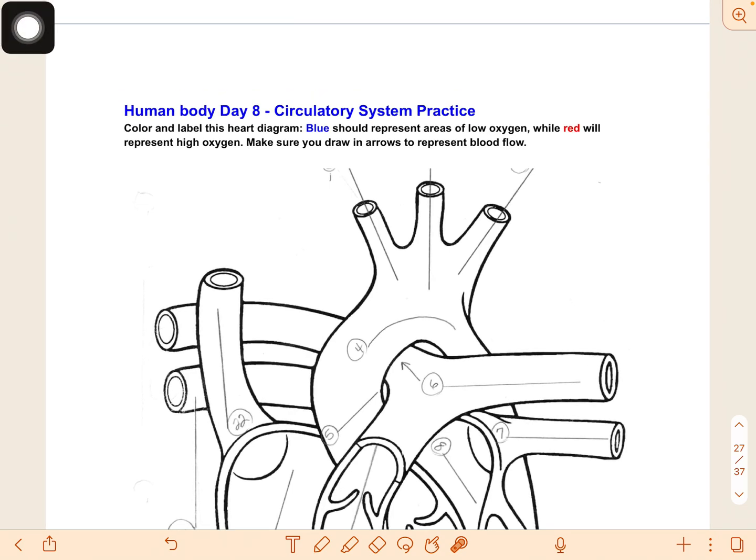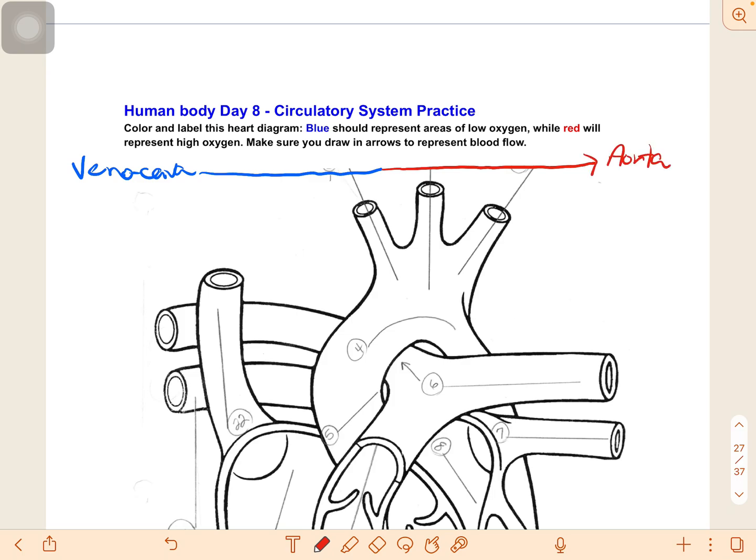So what we did in class is I pretty much let you guys know that I wanted you to start from the vena cava. And if you notice, I'm writing this in blue because blue means it's deoxygenated. So you're going to draw and label everything on this heart diagram until you get to the aorta. All right, this is something that you get to do on your own.